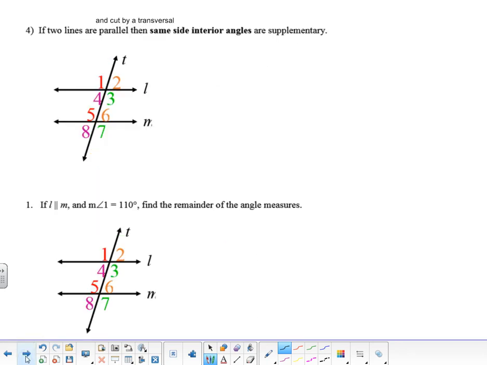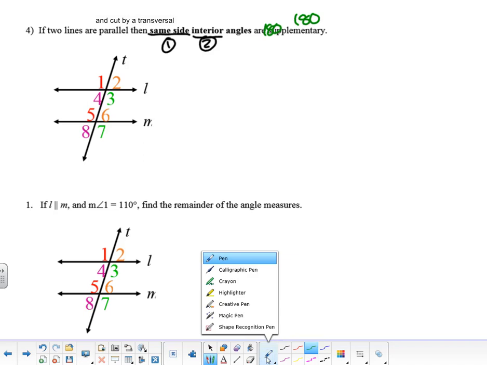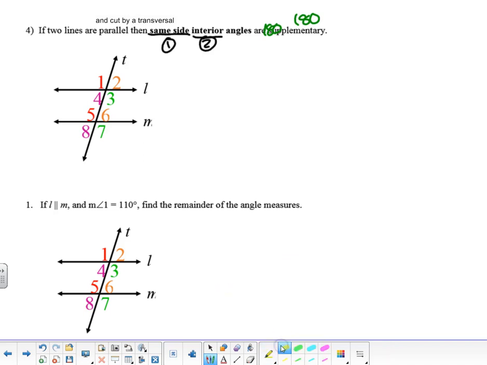If two lines are parallel, then same side interior angles are supplementary. Same side is the first property, and interior is the second property. Supplementary, remember, is our 180, so they both are going to add up to 180 degrees. So let's highlight where the interior is.